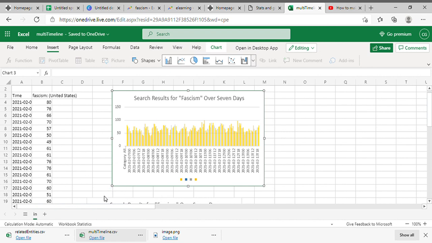So here I've got a bar graph, and on the x-axis is every hour for every day over 7 days, and the y-axis is how many search results for fascism were within that hour. And then I'm also going by 50s on the y.